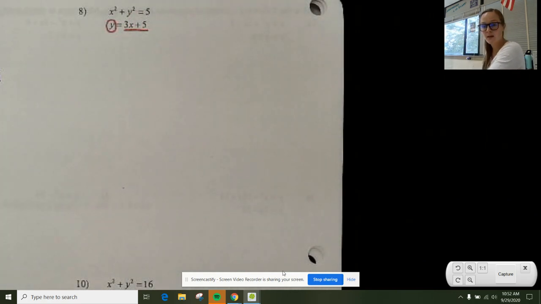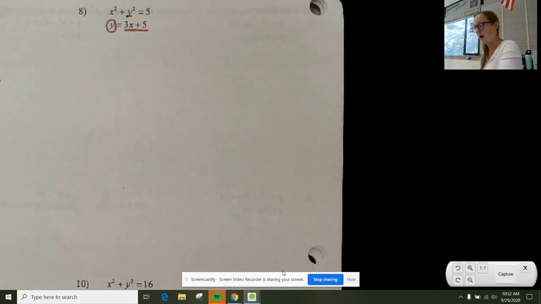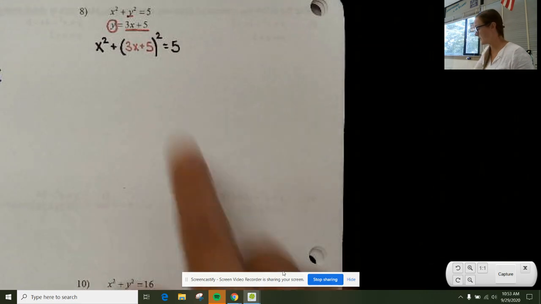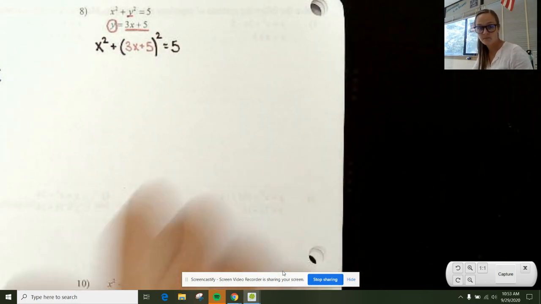So the first thing I do is look at where I'm going to plug in 3x plus 5. Since I have one variable solved for in my linear equation, I can go right off the bat and plug in. So I'm going to plug in 3x plus 5 for that y. So I write my exact same equation, x squared plus y squared, but instead of y, I write 3x plus 5. So I have x squared plus 3x plus 5 squared equals 5.